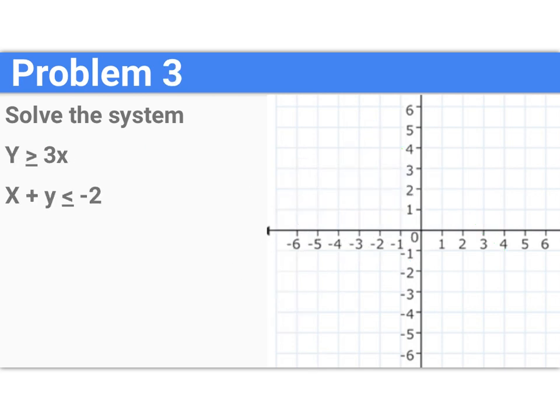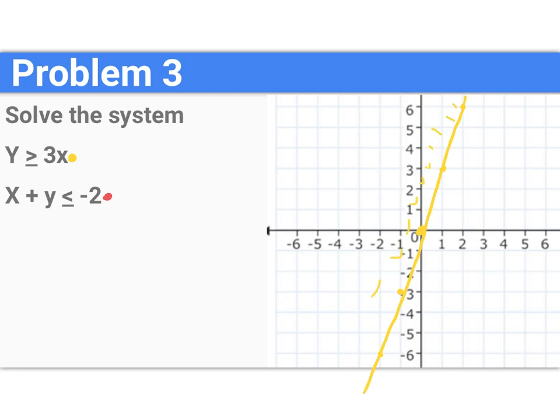And finally, y is greater than 3x. We're going to graph this one in yellow, this one in red, just to give you different colors. Starting at 0, go over 1, go up 3, over 1, up 3; over 1, down 3, going left; over 1, down 3, going left. And connect the dots. Greater than means everything above the line.